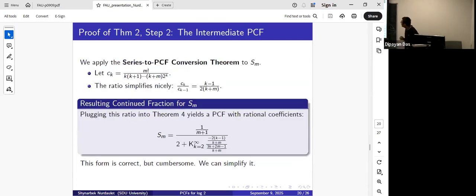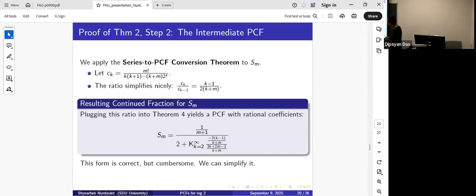We say let Sk be equal to our previous identity. Then, as it turns out from the previous formula, if you remember, we had Ck divided by Ck minus 1. It turns out that it simplifies very well. Ck divided by Ck minus 1 simplifies very nicely. And if you plug it into theorem number 4, what will we get? We will get a continuous fraction representation of our Sm. That is what we tried to do.